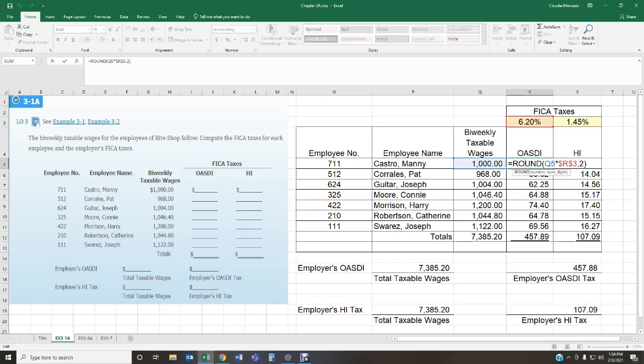If you don't use the round function, then you might be off a cent or two because your rounding is going to be off. So to prevent that from happening, use the round function. And I am rounding to 2 decimal places. So this is the formula that you would need to follow. That is it for this problem. Like I said, very easy, nothing very complex. It's just a matter of multiplying the rate times the taxable wages.